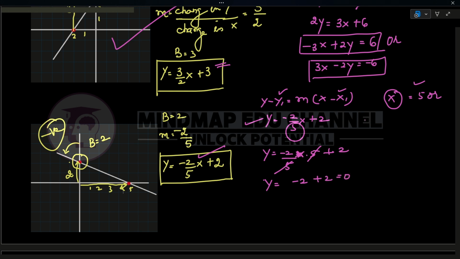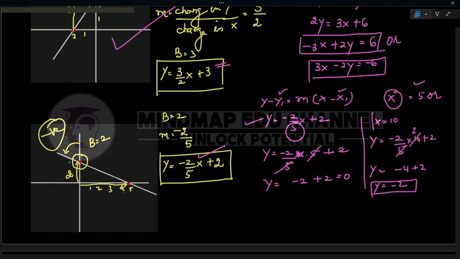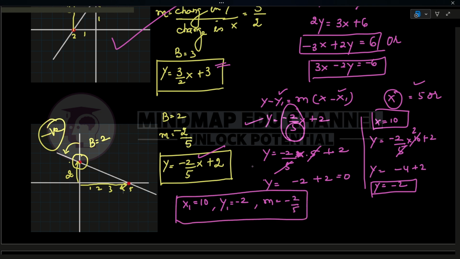So, let's try another value. Let's take x is equal to 10, multiple of 5. So, we'll get y is equal to minus 2 over 5 into 10 plus 2. 5 2s are 10. So, y is equal to minus 4 plus 2. y is equal to minus 2. So, we have two values here now. For x1, we will have 10, and for y1, we have minus 2, and slope we have already, that is minus 2 over 5.